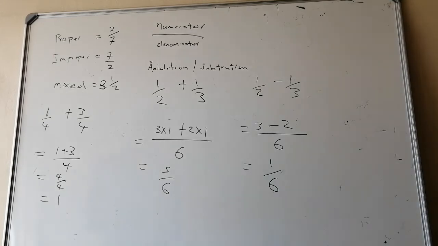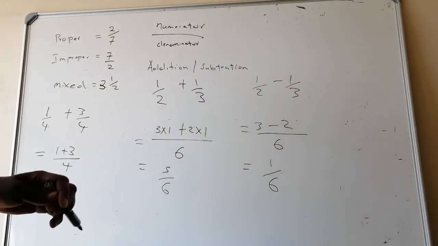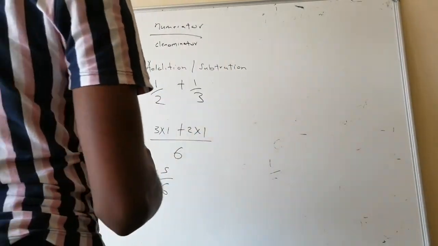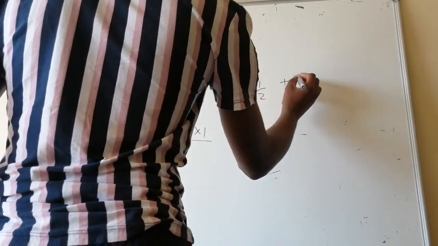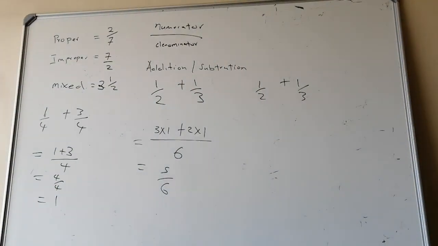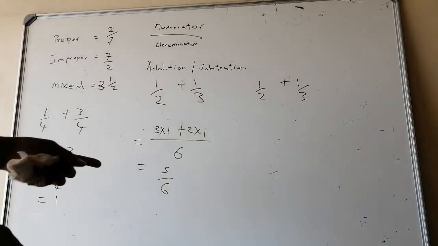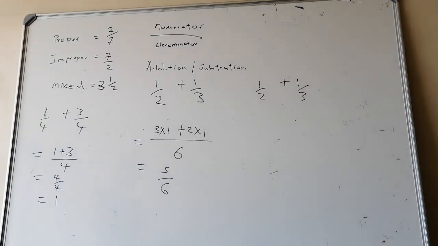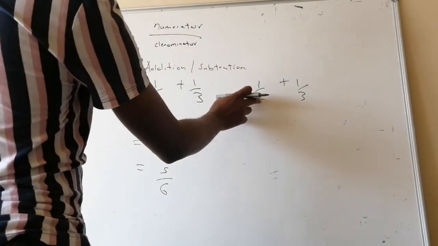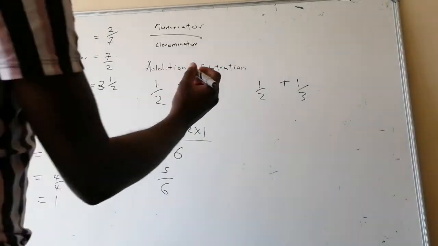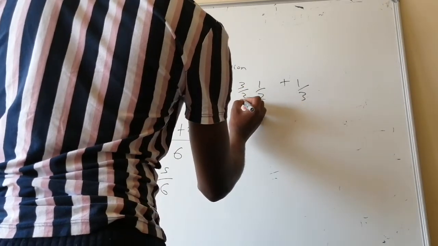So another way of doing this, let me erase. I want to do this example using another way: 1 over 2 plus 1 over 3. I was taught this in grade 6. I know most of you have already forgotten these things, but I'm going to repeat it anyway. We want to find the lowest common multiple of 2 and 3, that is 6. What number can I multiply 2 with in order to get 6? That number is 3. So we're going to multiply by 3 over 3.